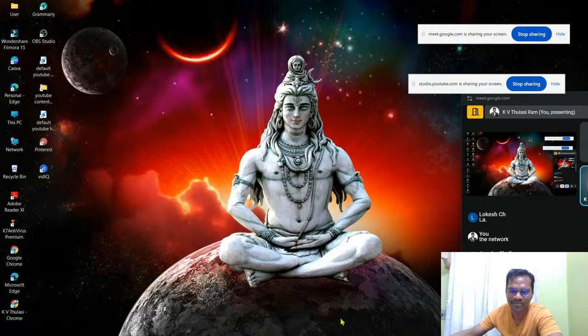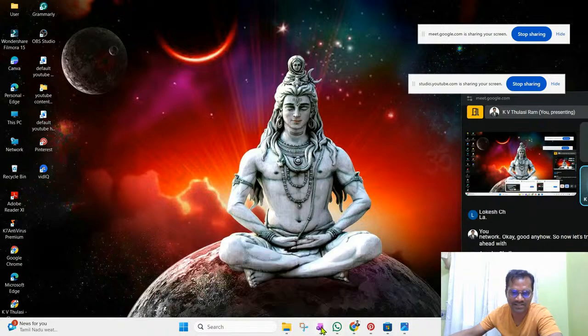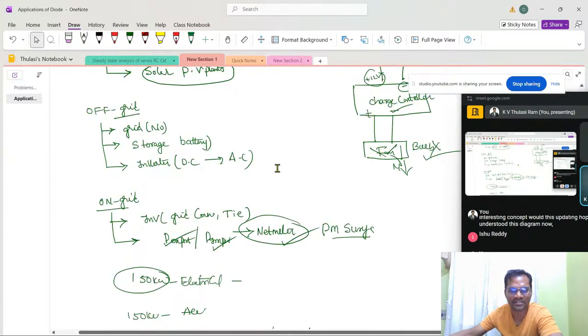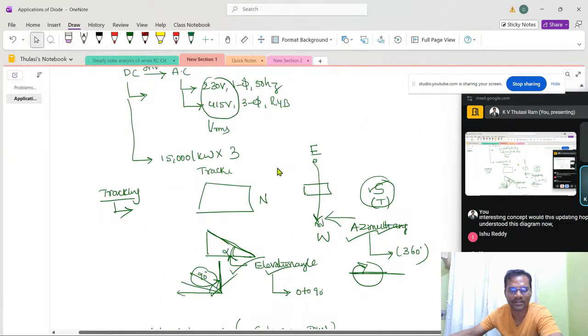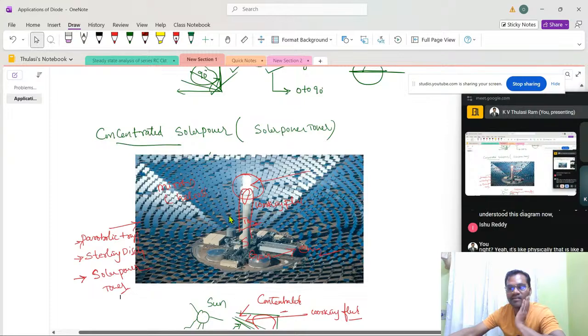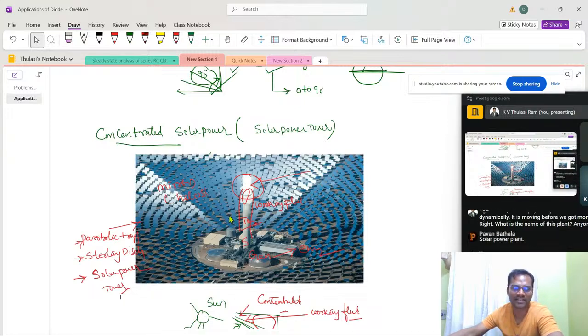Okay, good. Anyhow, now let's go ahead with another interesting concept. Put the subheading. Hope you understood this diagram now, right? This is dynamically moving, therefore you got more clarity. What is the name of this plant? Solar power tower, not solar power plant.